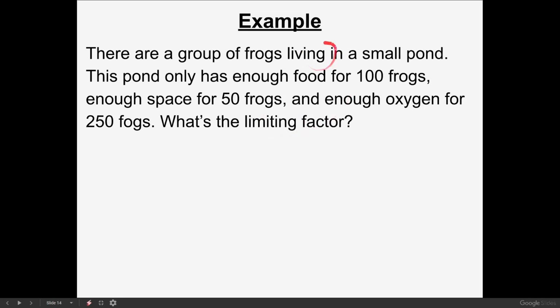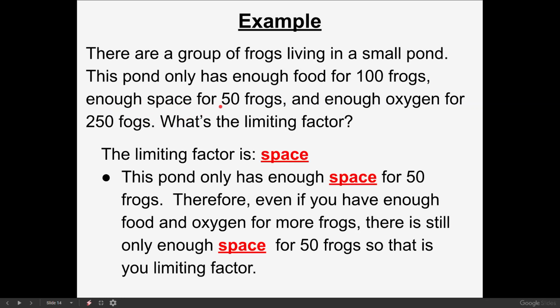Well, you've got enough food for 100. We're not gonna run out of that first. You have enough oxygen for 250. You're not gonna run out of that. What you're gonna run out of is space, because you only have enough space for 50 frogs. So the limiting factor in this case is space.